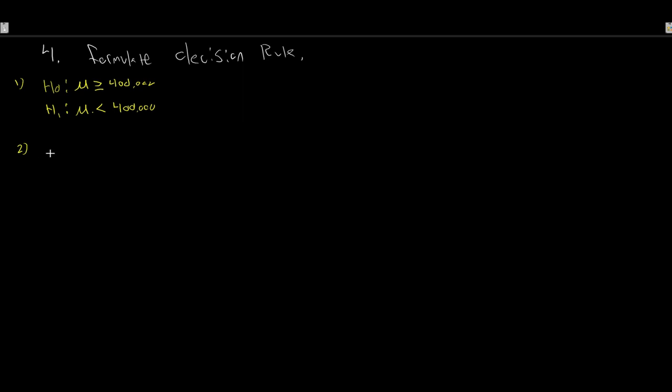Step two, let's state our significance level. Let's say we want to test this at our 5% level. And then step three, let's suppose that we knew our standard deviation of x was 25,000. This is just going back to that initial example we opened up with.